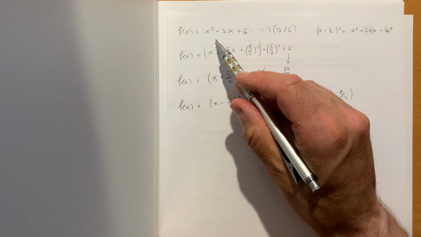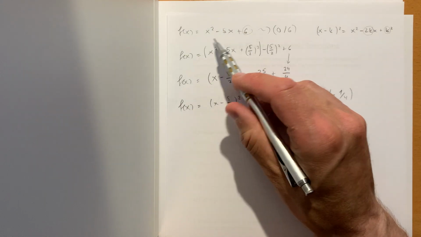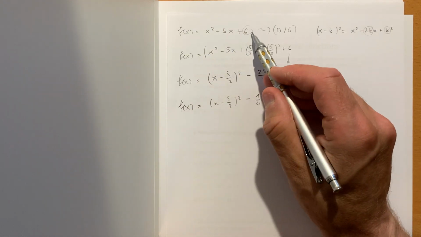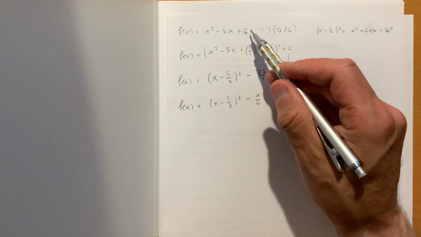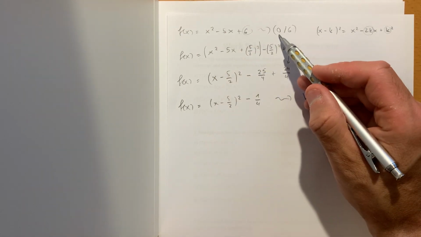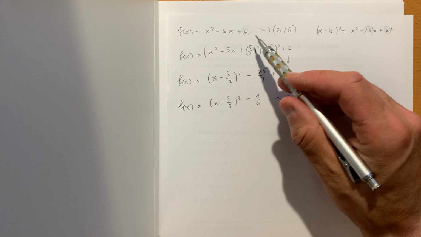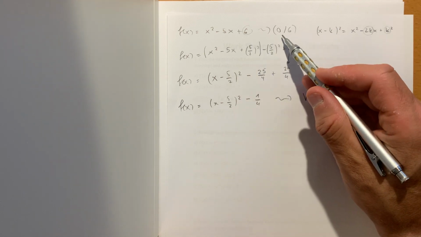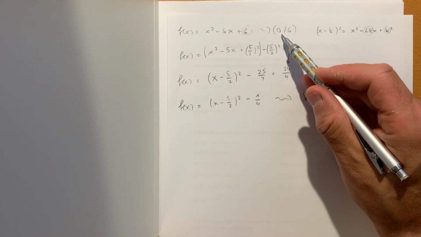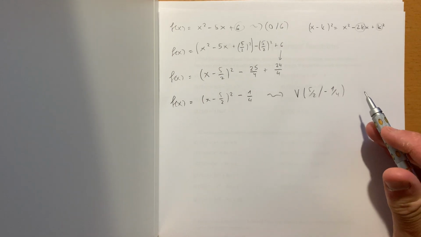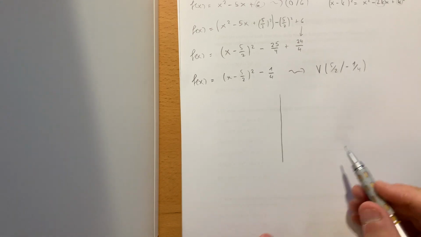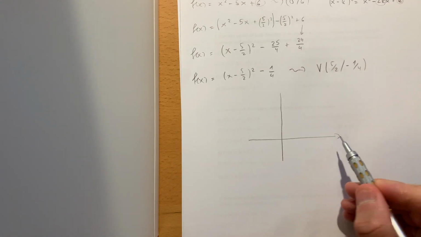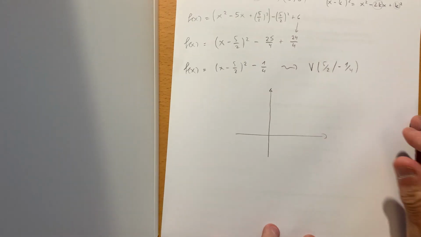Because when our quadratic is in general form, then this constant back here is in fact just the y-value of the y-intercept. And the point where the graph intersects the y-axis is at (0, 6). So now we can do a qualitative sketch. I'm not going to draw it in an accurate way, just a qualitative sketch.